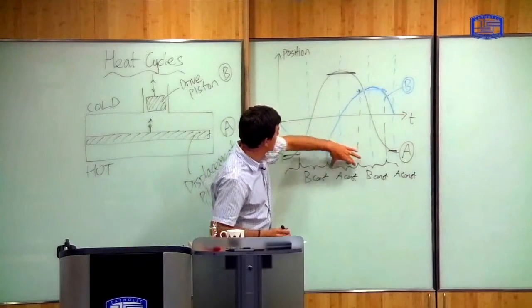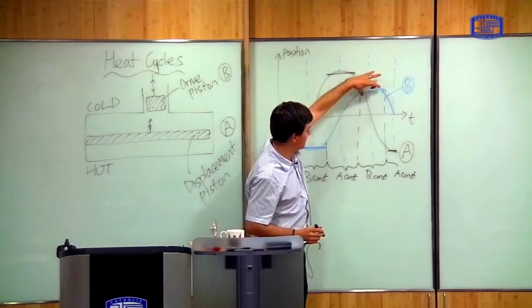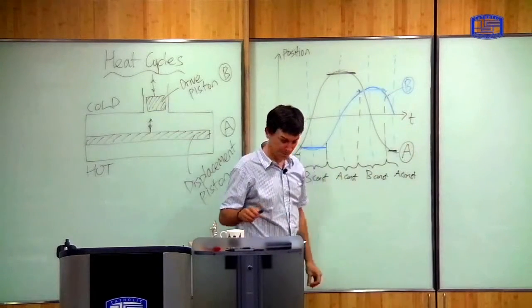Here, B is a constant. Here, A is a constant. Here, B is a constant. Here, A is a constant. Like this, right?